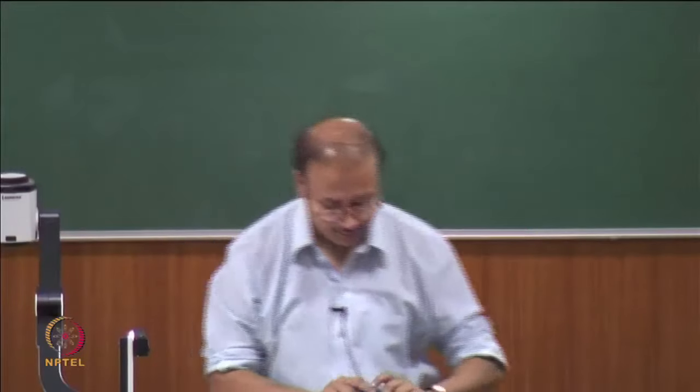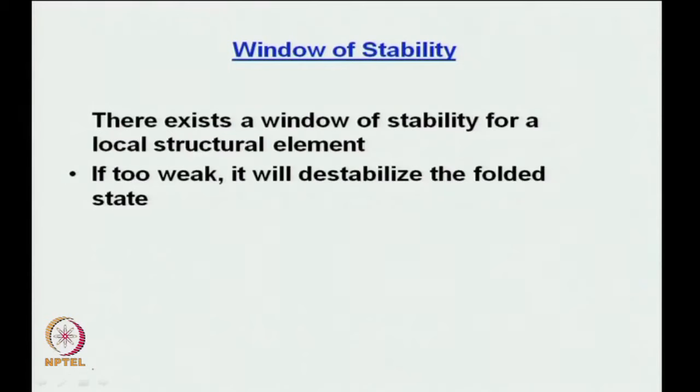Now, what do I mean by that? The window is like this. If too weak, it will destabilize the folded state. I would not want that also. So, you are trying to maintain a balance. See, if the local interactions are too weak, then even in my folded state it would be weak, no matter how my tertiary interactions are, and hence it would not be that stable. So, that is not something you would want to do.